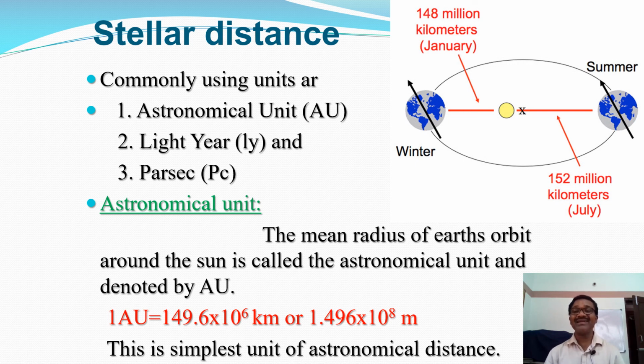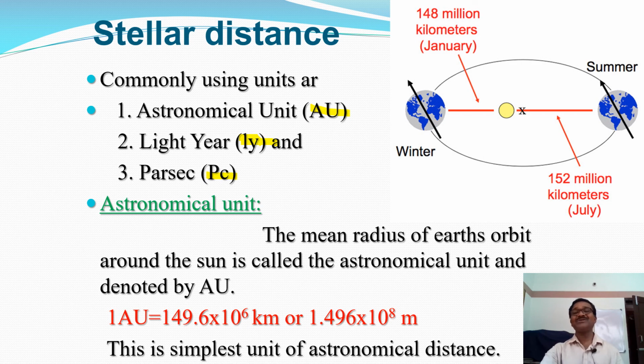Astronomical unit, symbolically we represent that as AU; light year as LY, and parsec as pc. The astronomical unit is the smallest unit in the stellar distance. How do you consider this astronomical unit?